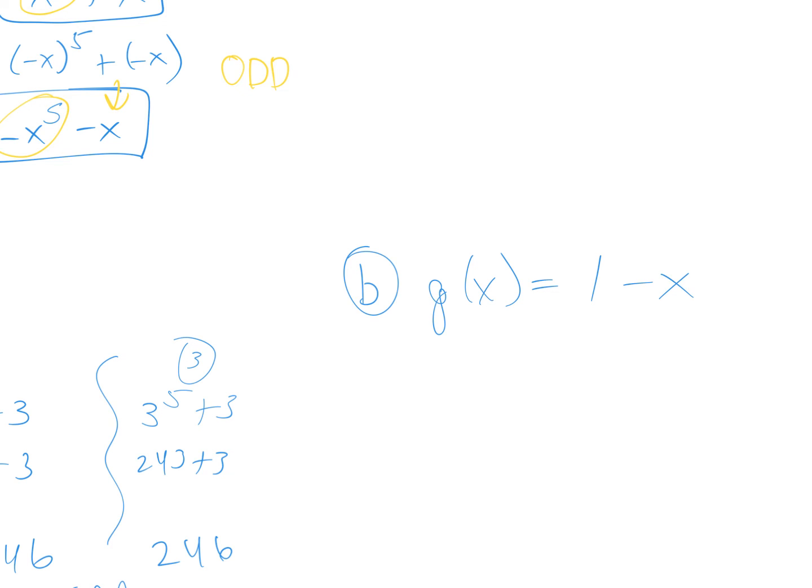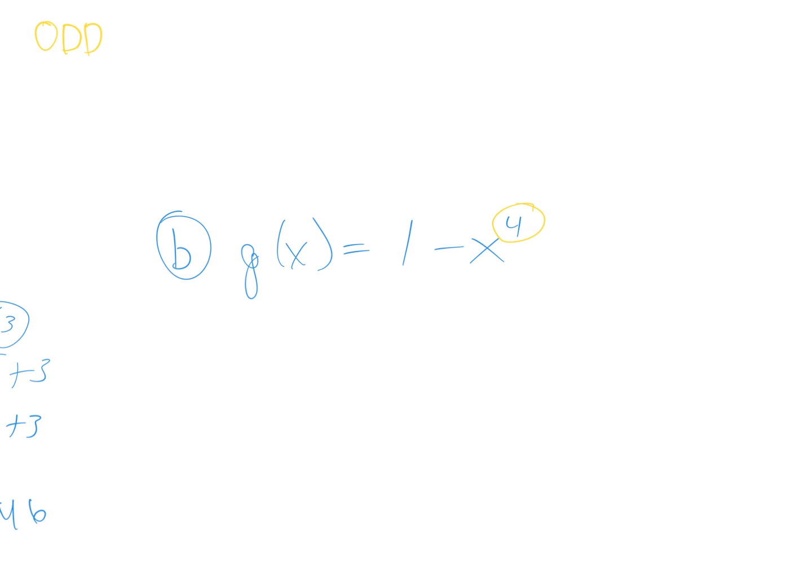1 minus x to the 4th. Okay. All right, so let's go through the process. The first thing we do is identify the highest exponent. It's not always the first one. You want to find the highest one. So what's the highest exponent you see? 4. What kind of a number is 4? Even. So your function could be one of two things, either even or neither.